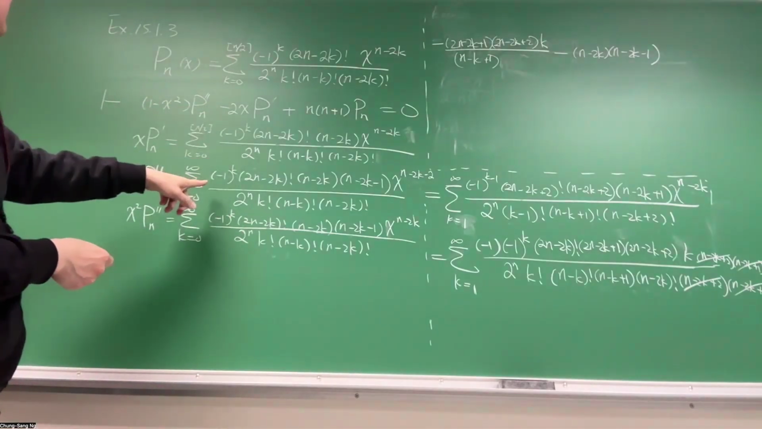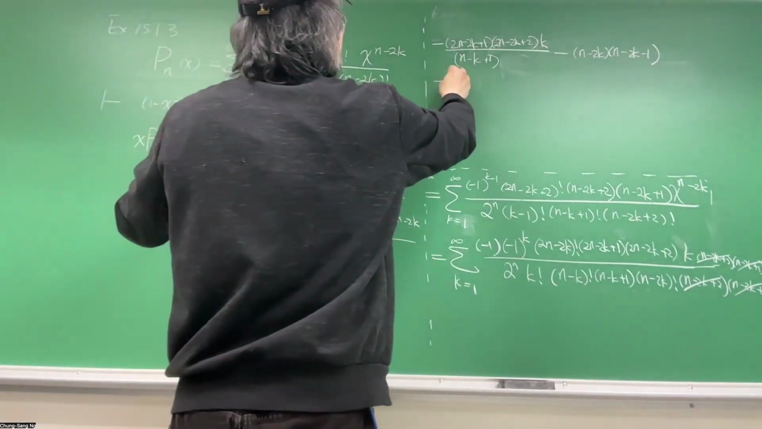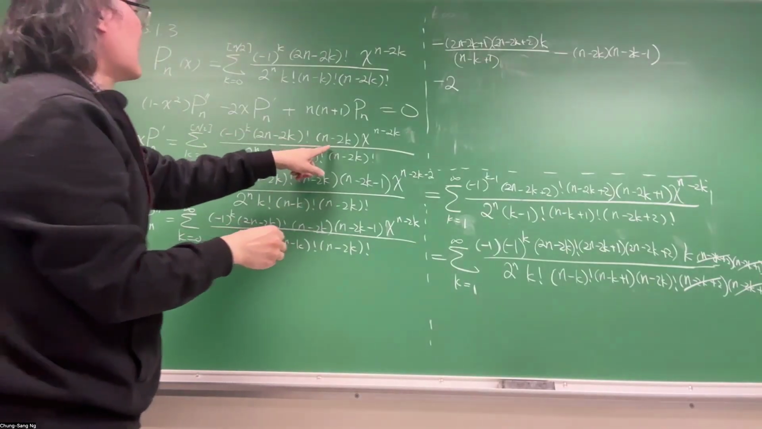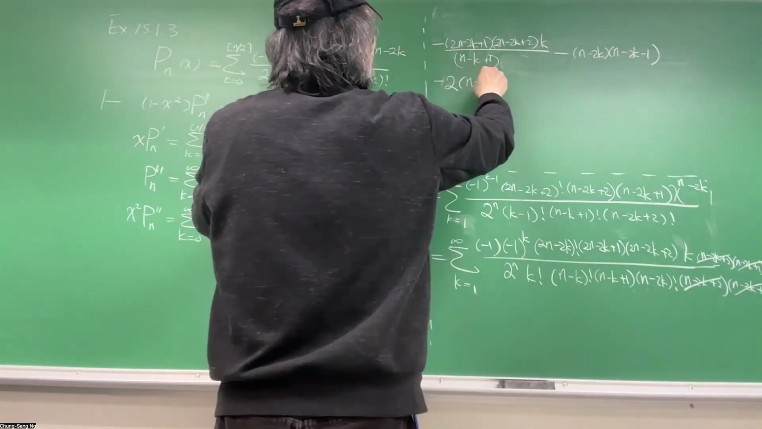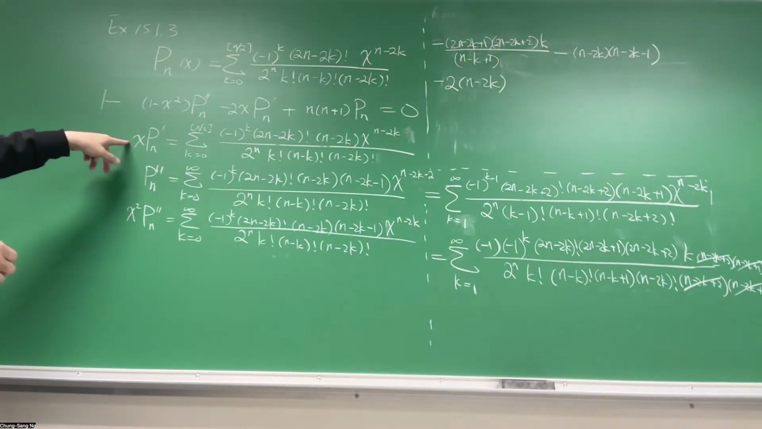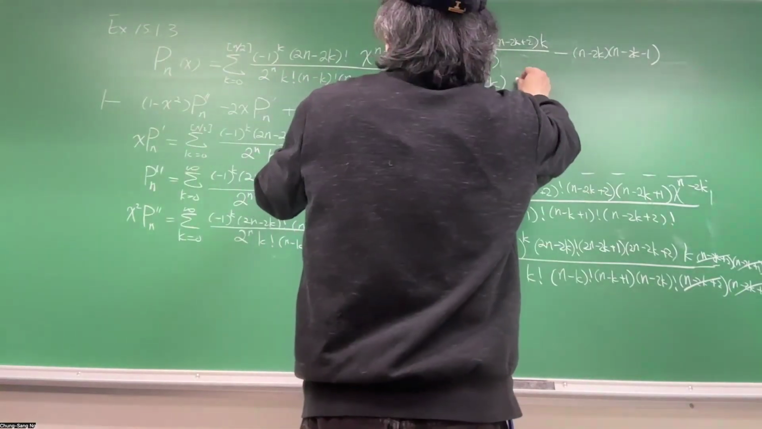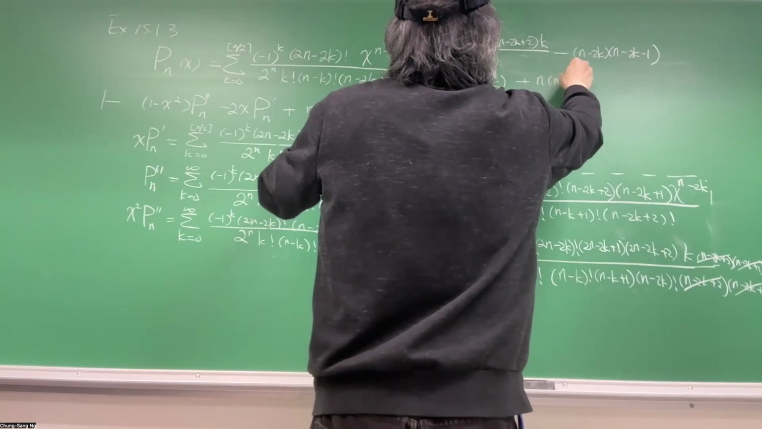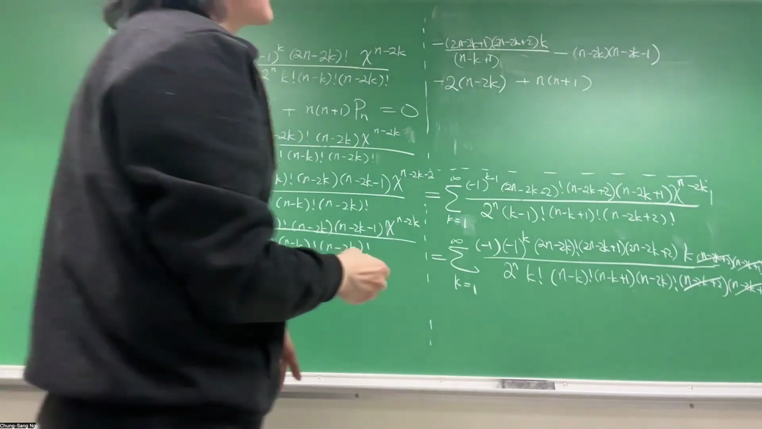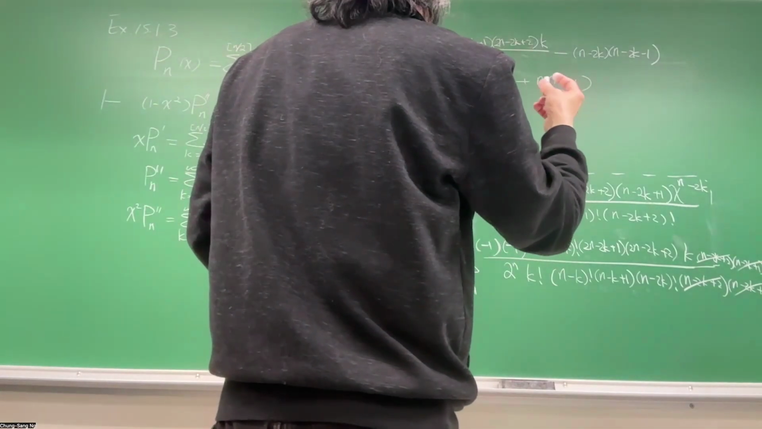And the third one is this one, the minus 2 of everything common except this n minus 2k, right? And the final one is just this. Now, does it look like it cancels?